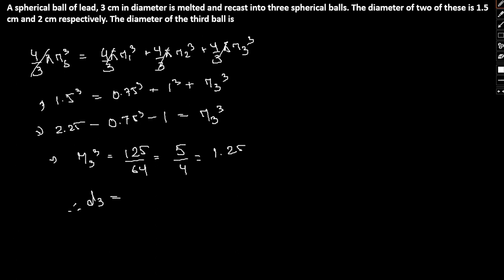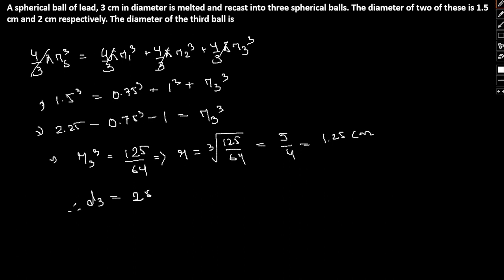Okay, sorry, my bad, let me write this way. So r equals the cube root of 125/64, which can be written as 5/4. R is 1.25 centimeter. So diameter will be 2.5 centimeter. So I hope this is clear. Basically, we equated the volume.